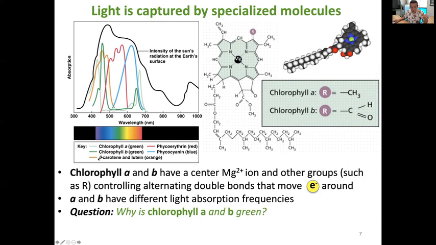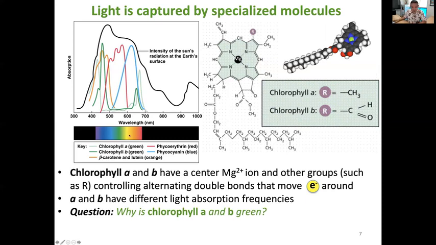The beta-carotene in orange is very sensitive from 400 up to beyond 500, at which point it cannot absorb anything of longer wavelengths than that. Or the phycocyanin, for example, in blue, cannot absorb anything below 500 nanometers, but it's very sensitive to wavelengths that are longer than 600. So what does this have to do with color?